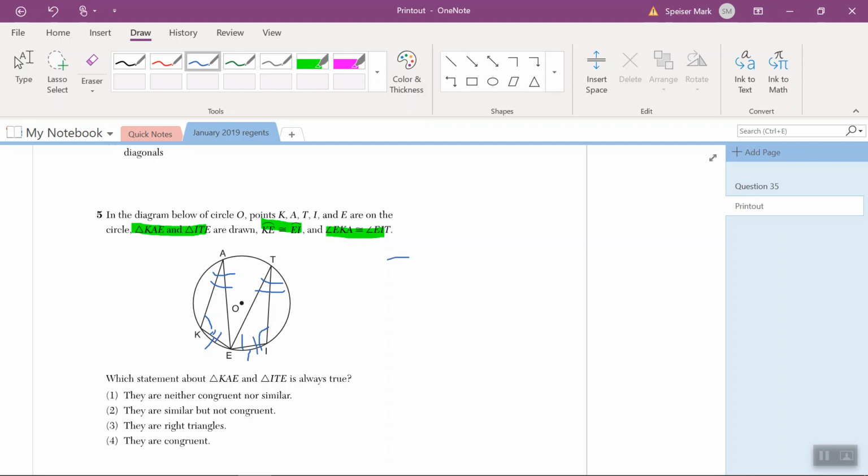Therefore, the two triangles are the same by side-angle-side triangle congruence, and therefore the two triangles are congruent, which is choice number 4.